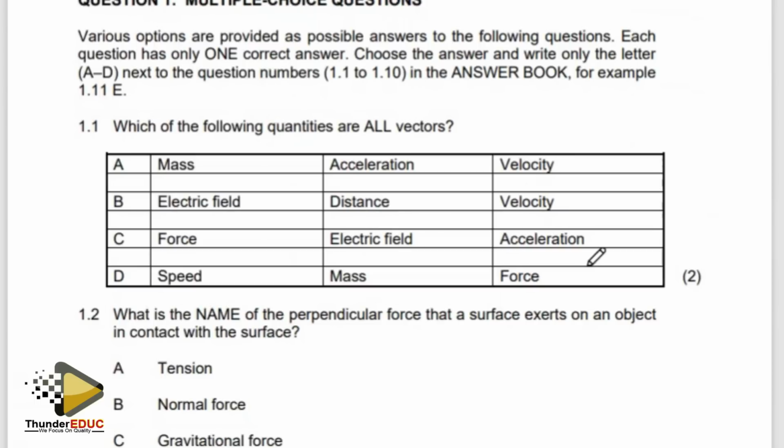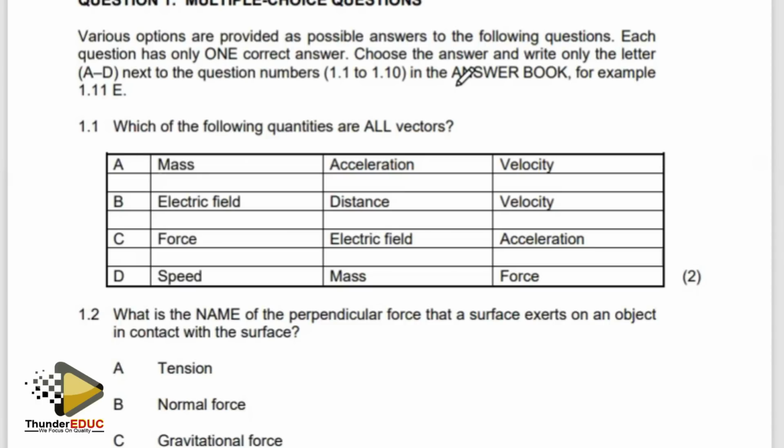Okay, so question 1 is multiple choice. We are always given 10 questions, and for each question we have 4 options to choose from. The best method to answer question 1 is to eliminate what doesn't make sense so that we are left with the most accurate option.